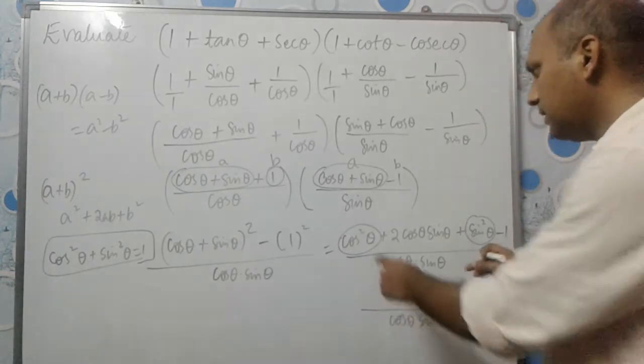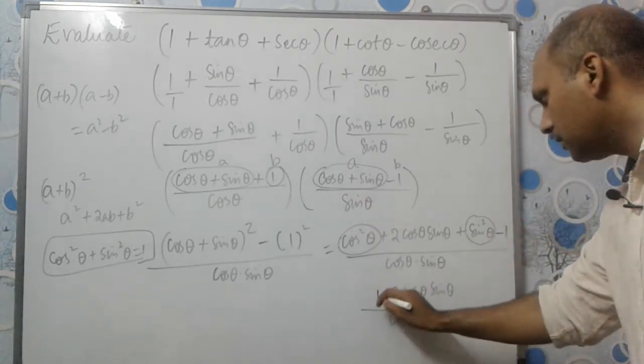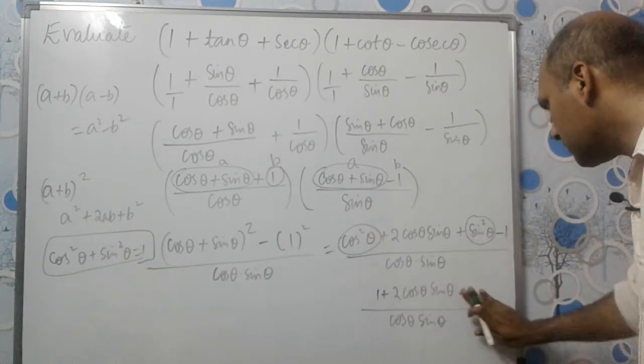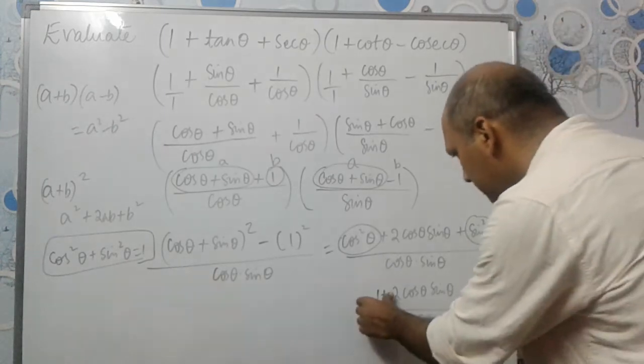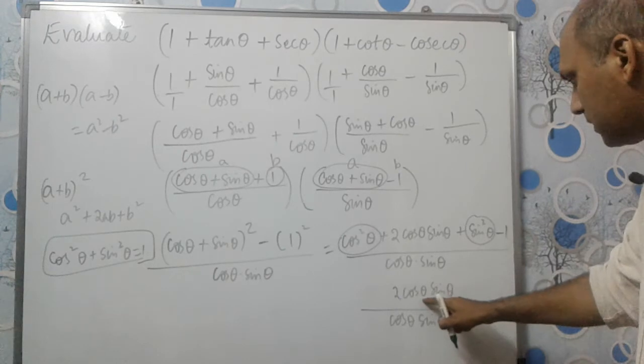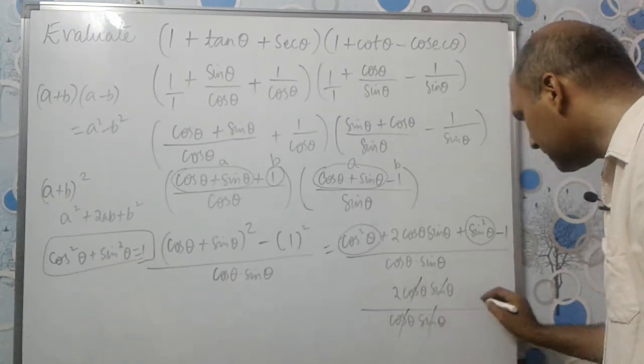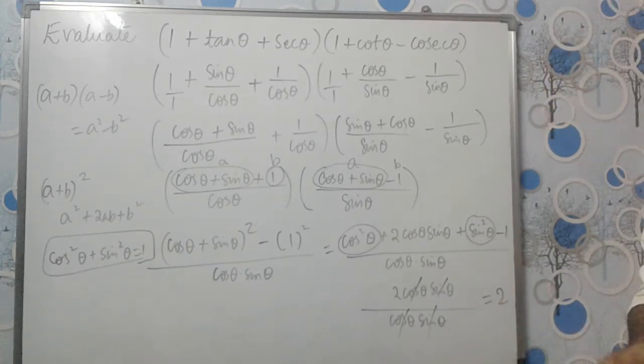So cos square plus sin square will become 1. 1 minus 1, so this minus 1 and plus 1 becomes 0. So what do we have? Cos multiplied by sin here. So cos cancels, sin cancels. Answer will be equal to 2.